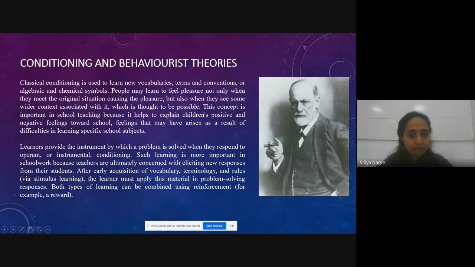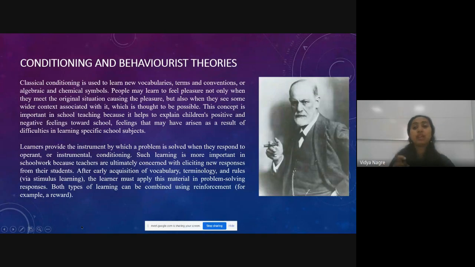People may learn to feel pleasure not only when they meet the original situation causing the pleasure, but also when they see some wider context associated with it, which is thought to be possible. So their imagination skills have to be directed and shaped in such a way that they always have a positive attitude towards learning. This concept is important in school teaching because it helps to explain children's positive and negative feelings towards school, feelings that may have arisen as a result of difficulties in learning specific school subjects.